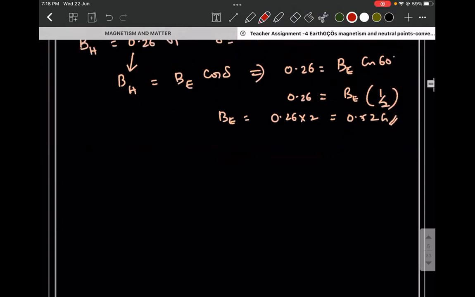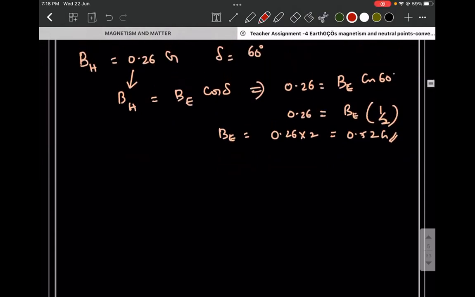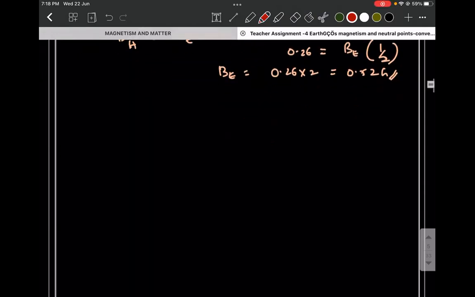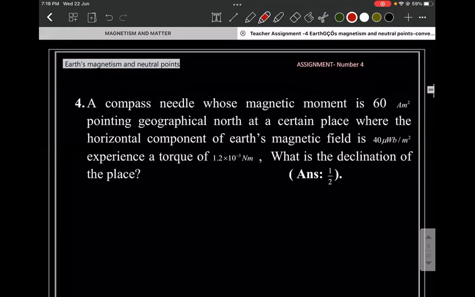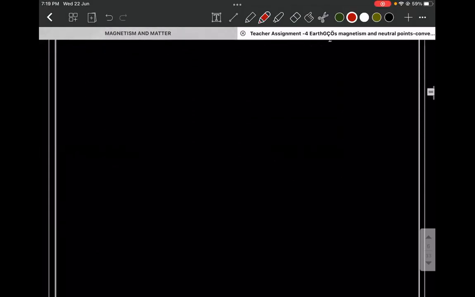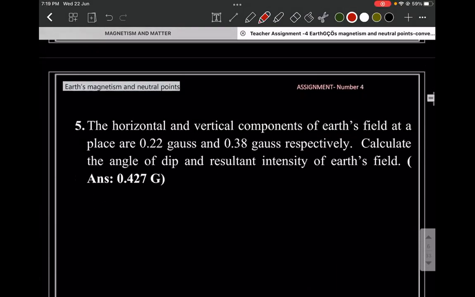Okay, generally this is how the values will be. It will be that small. Gauss and 10 power minus 4 Tesla is that small. Okay, this fourth one is not needed. The fifth one will cover all the models that we have discussed.